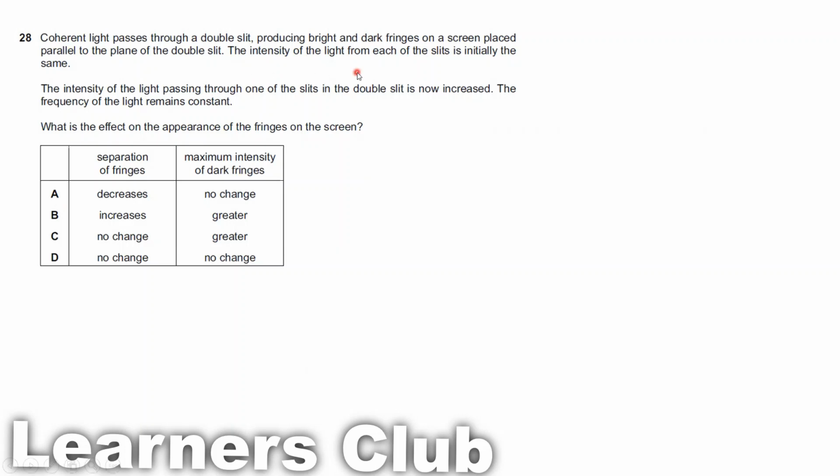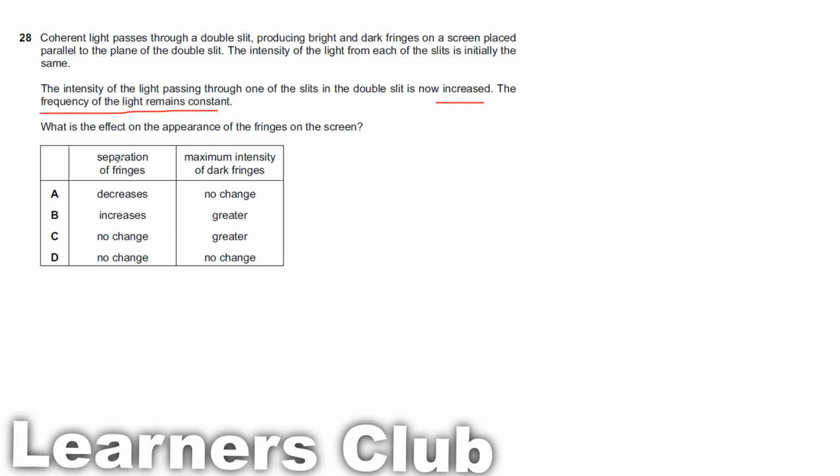The intensity of the light from each of the slits is initially the same. If the intensity is the same, that means both the waves initially have the same amplitude. The intensity of the light passing through one of the slits in the double slit is now increased. Now they have increased one of the intensities. That means they have increased the amplitude of one of the waves. The frequency remains constant. What is the effect on the appearance of the fringes on the screen?